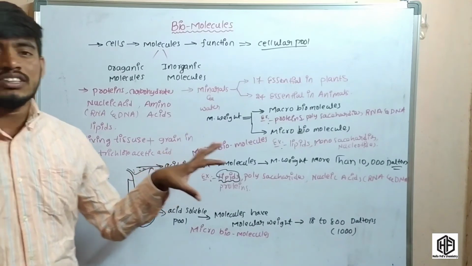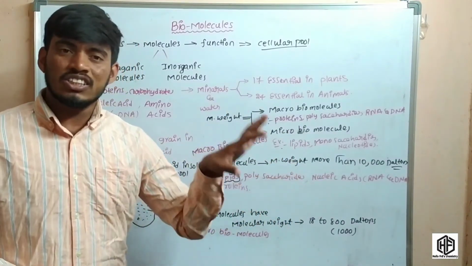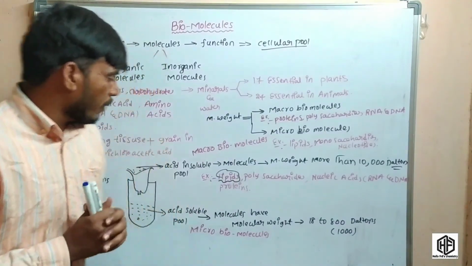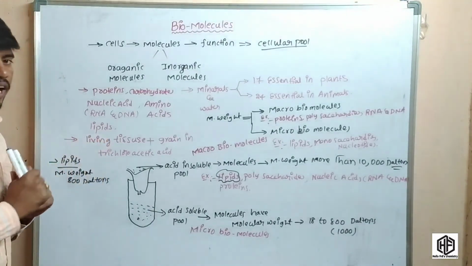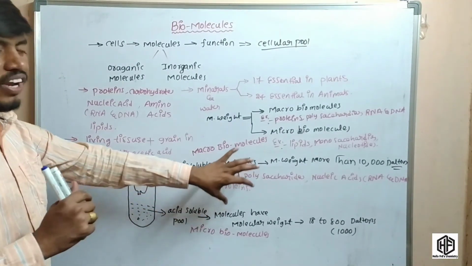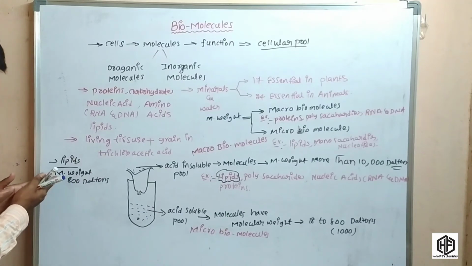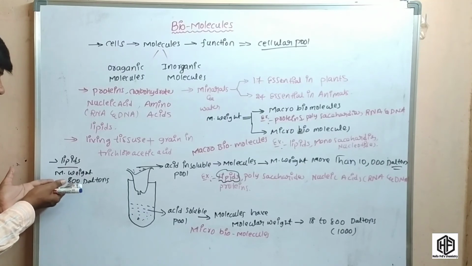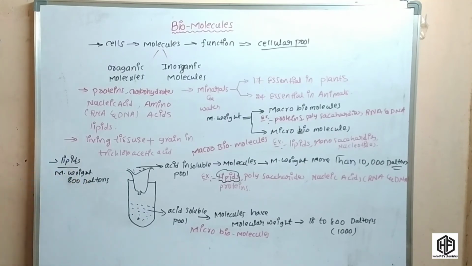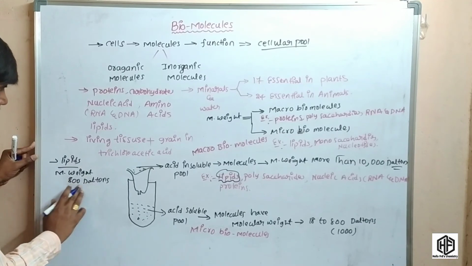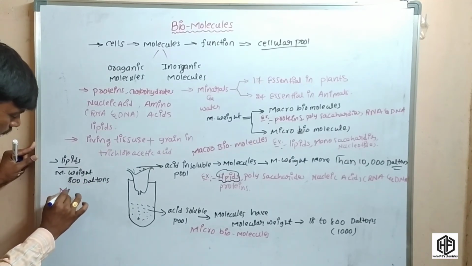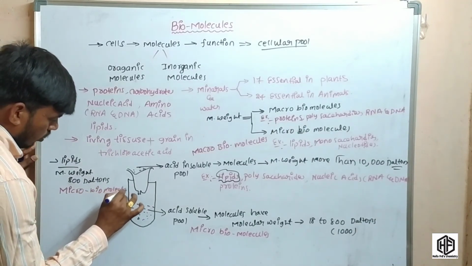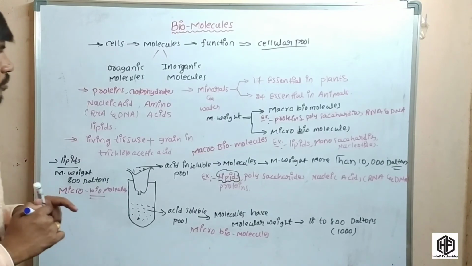Because lipids are hydrophobic in nature, they cannot dissolve in the water of trichloroacetic acid. But lipids are micro biomolecules, because the molecular weight of lipids is nearly 800 Daltons. This is the approximate value. So lipids, with a molecular weight of 800 Daltons, are called micro biomolecules. So this is the introduction of the biomolecules.